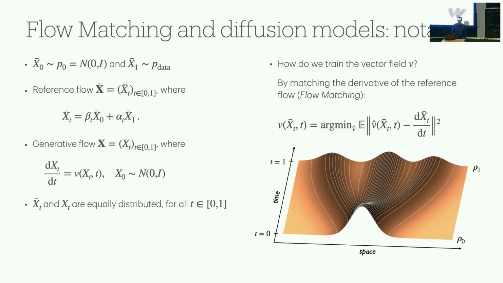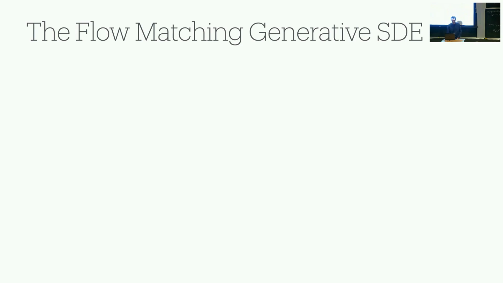The vector field V is trained by solving the regression problem that you're all familiar with. And then we know that when that happens, and if we learn the vector field V exactly, then the reference flow and the generative flow have the same marginals for all times. And in particular, they have the same marginals at final time. So that means that we're actually learning the target distribution.